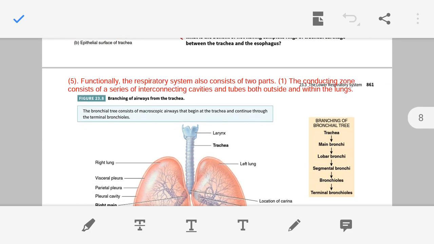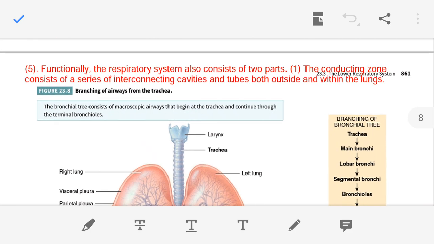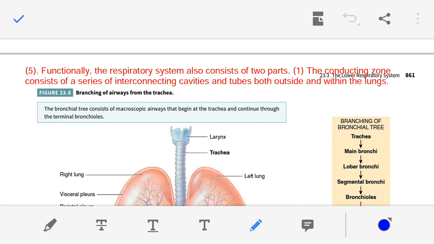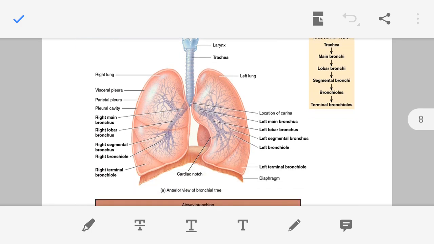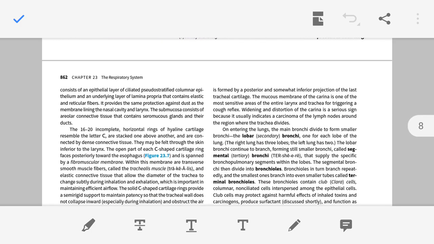Once again, the conducting zone of the respiratory system is made up of respiratory tubes, and the cavities of these tubes are connected with each other. These tubes are present outside the lung, and they also enter into the lungs. This is the meaning of the fifth point. Now, which are the tubes and what are we talking about? That we are going to learn now.